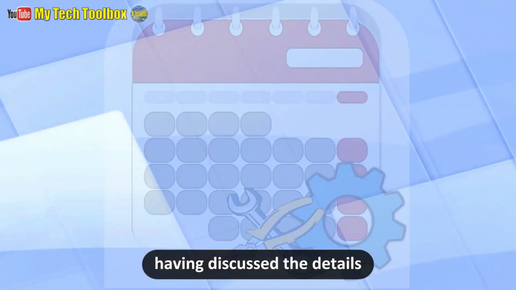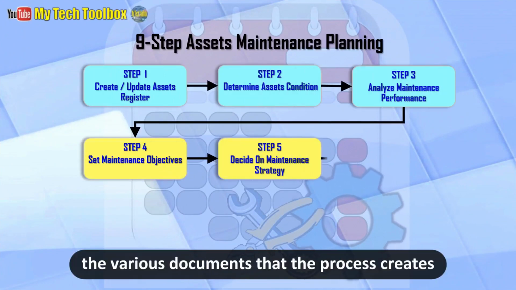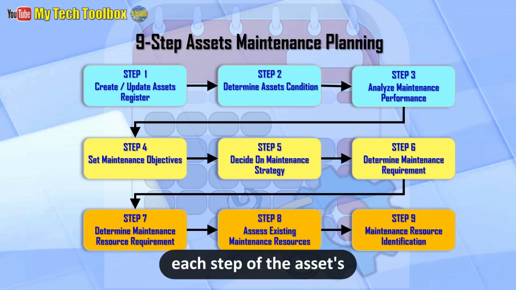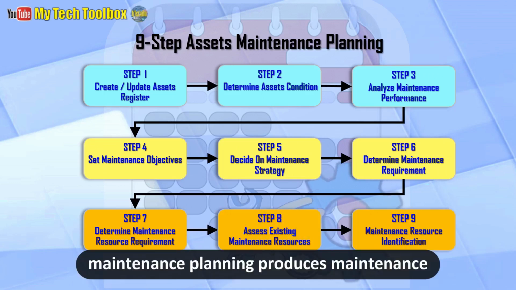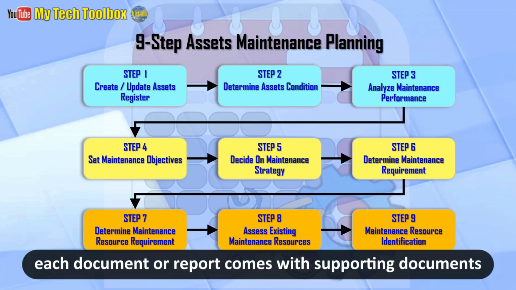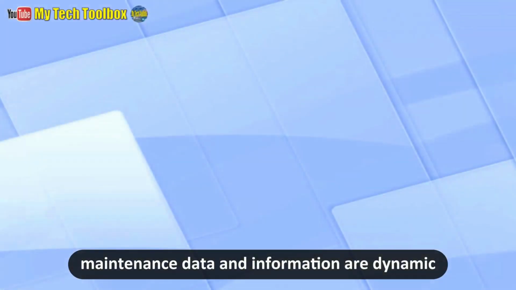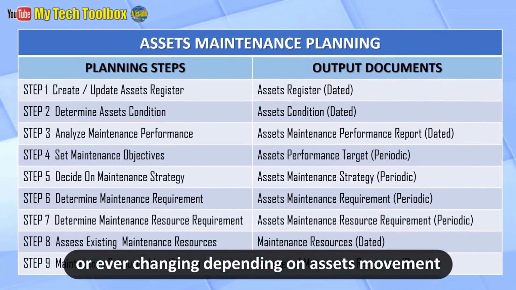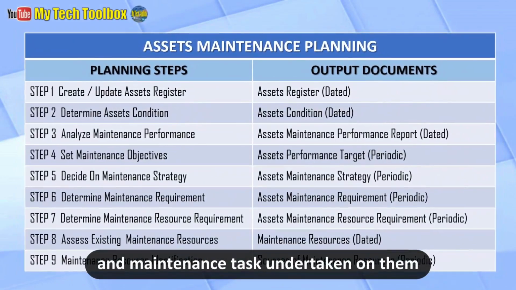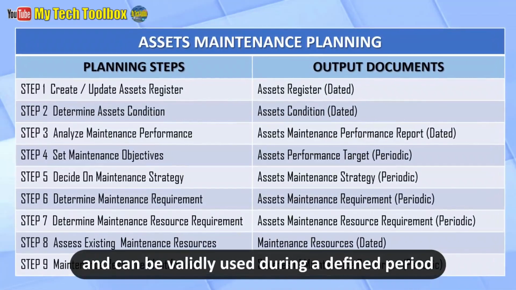Having discussed the details in each of the steps in undertaking assets maintenance planning, we must ascertain the various documents that the process creates. Each step of the assets maintenance planning produces maintenance-relevant data and information contained in specified documents in either physical or digital format. Each document or report comes with supporting documents which will be used for data and information verification. Maintenance data and information are dynamic or ever-changing depending on assets movement and maintenance tasks undertaken on them. Its validity is determined by the specific date it was taken and can be validly used during a defined period.